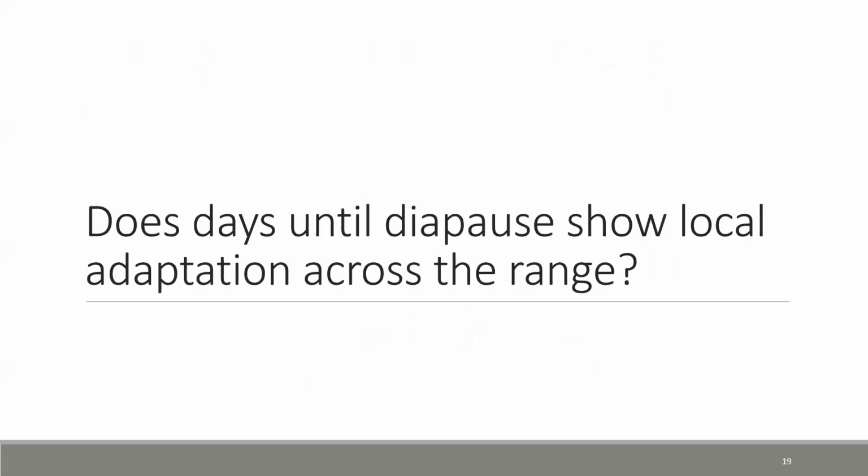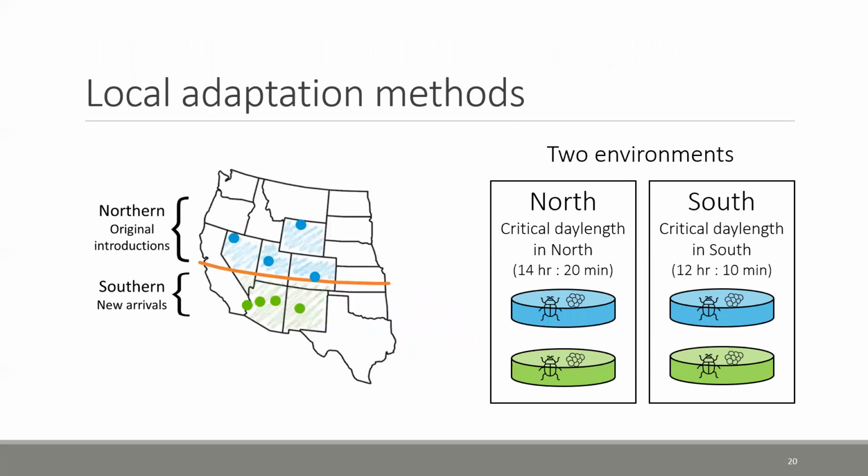Next, we wanted to determine if days until diapause showed a signal of local adaptation across the range. We used the same 8 populations that we collected for the dispersal experiment, and we did a reciprocal transplant with a northern and southern environment, where each environment was a day length that was the critical day length in either the north or the south. And to remind you, the critical day length is when 50% of an adapted population is in diapause.